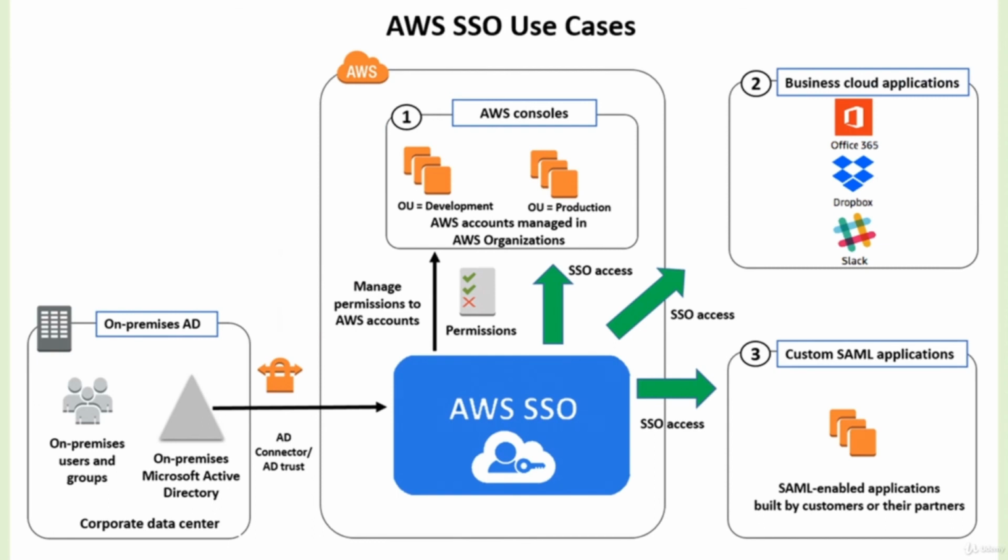Then there could be various use cases for SSO. A typical use case is an AWS console having development and production environments running on the cloud, where you could manage permissions to AWS accounts, and SSO access to various business cloud applications like Office 365, Dropbox, Slack, and you can also manage custom SAML access, and you could also add on-premise Active Directory via the AD connector or AD Trust using Microsoft Active Directory on AWS Cloud.